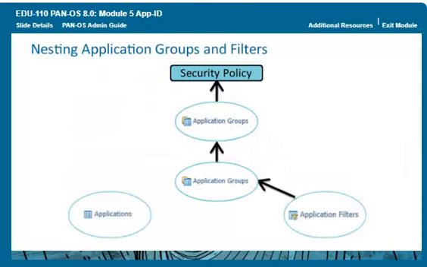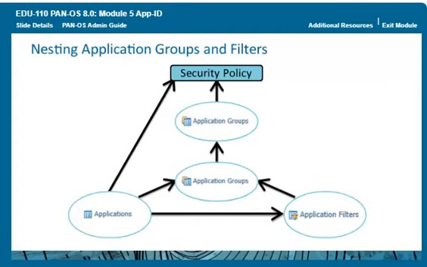An application group is manually configured to include applications, application filters, and other application groups. The diagram illustrates the possible ways that application groups and filters can be nested. You can configure firewall policy rules, including the security policy rules, to match specific applications, application filters, and application groups.